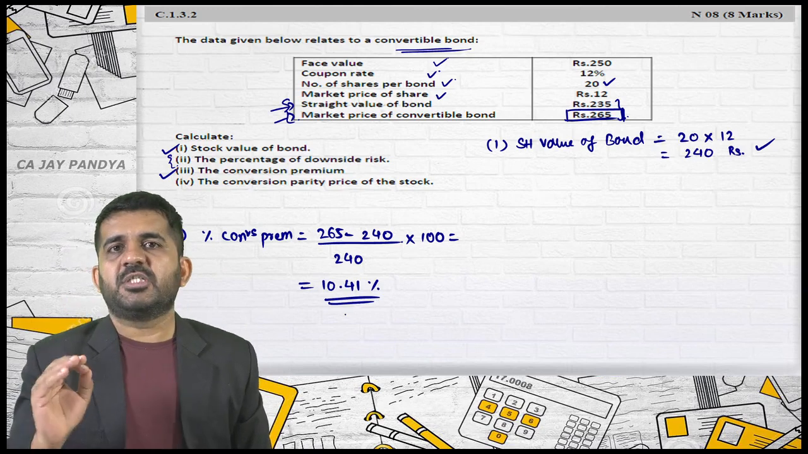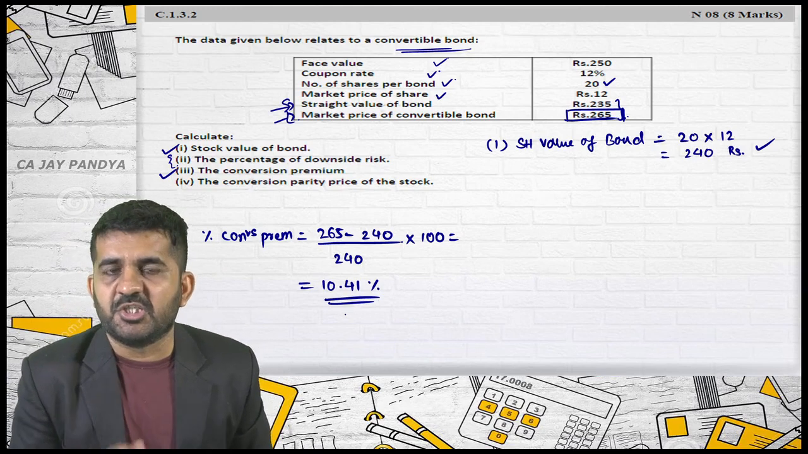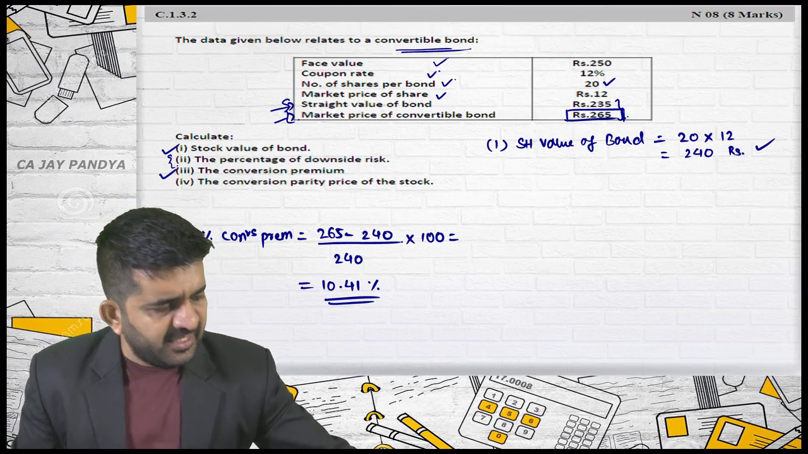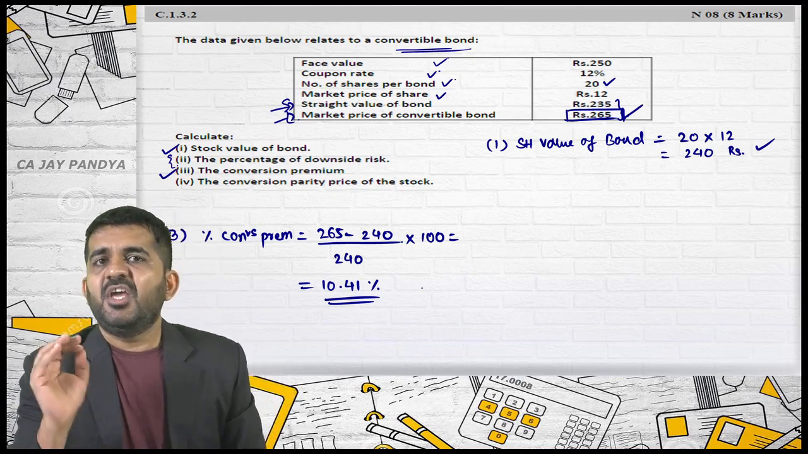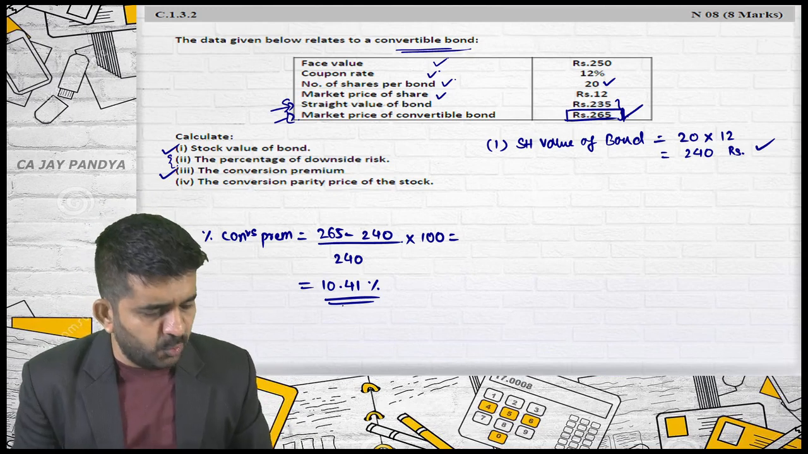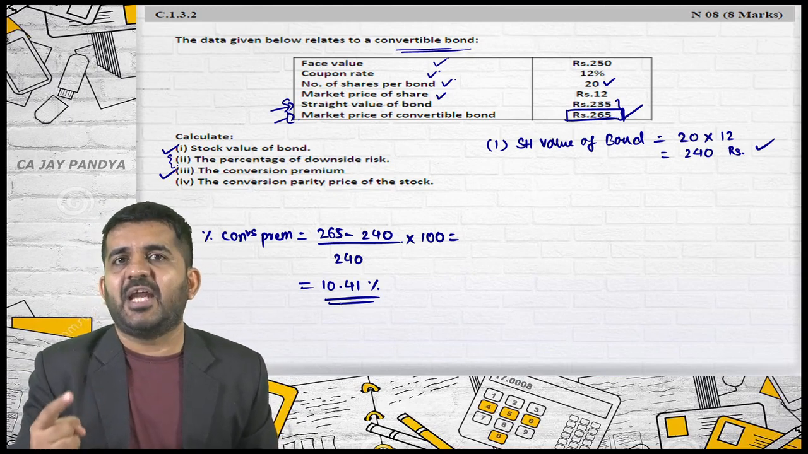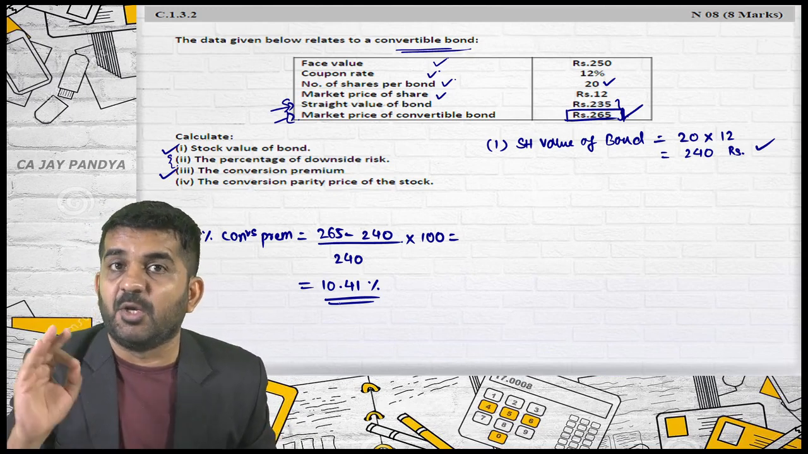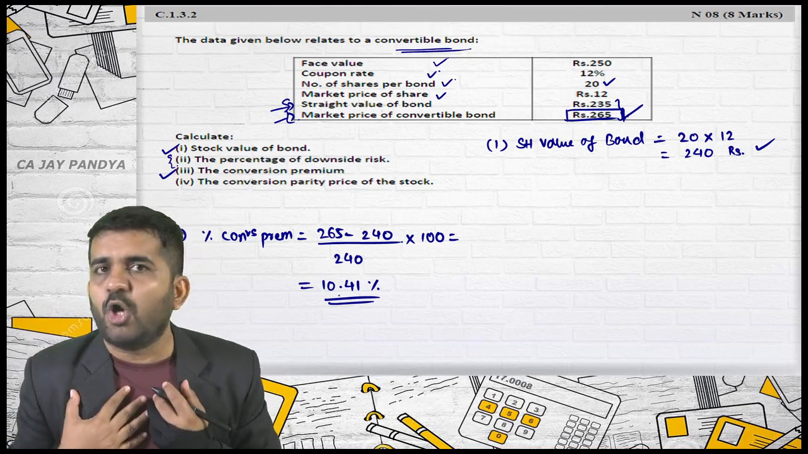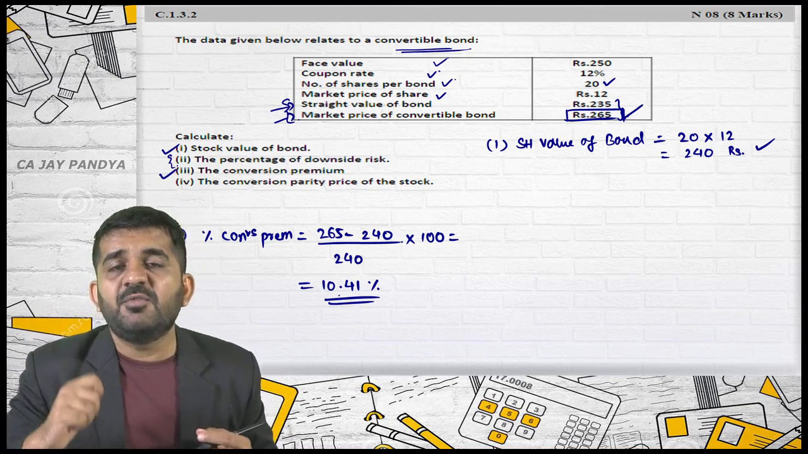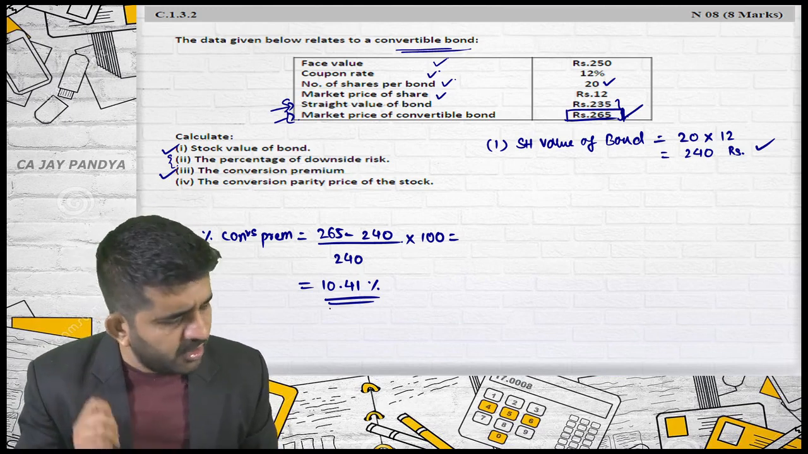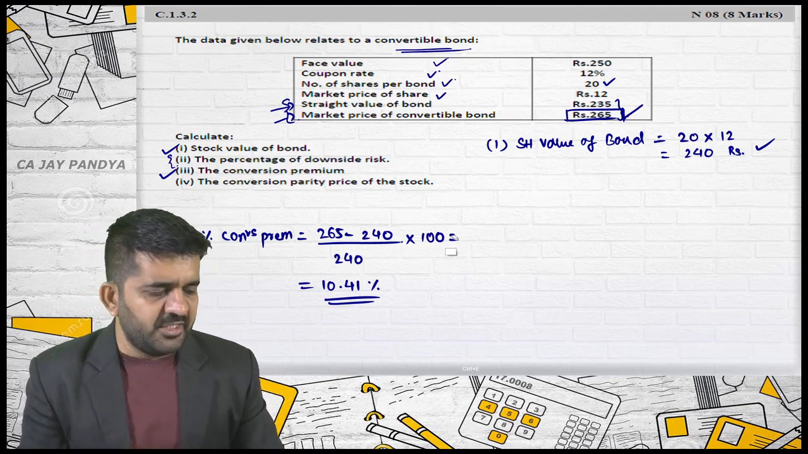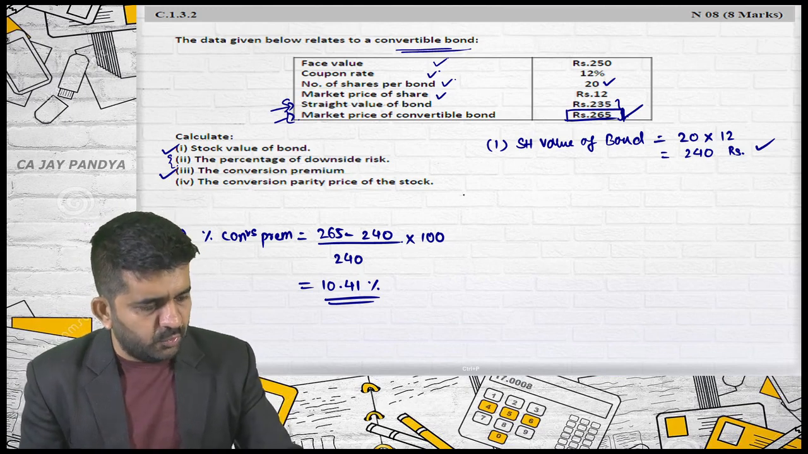Those who want to understand logically, try to understand what this means. Keeping this price and bond value constant, if the market price today increases by more than 10.41%, I will be going for conversion. Right now I am not going for conversion. But if the share price increases by 10.41%, I'll be going for conversion. These two are the points that we have learned in the previous question also.